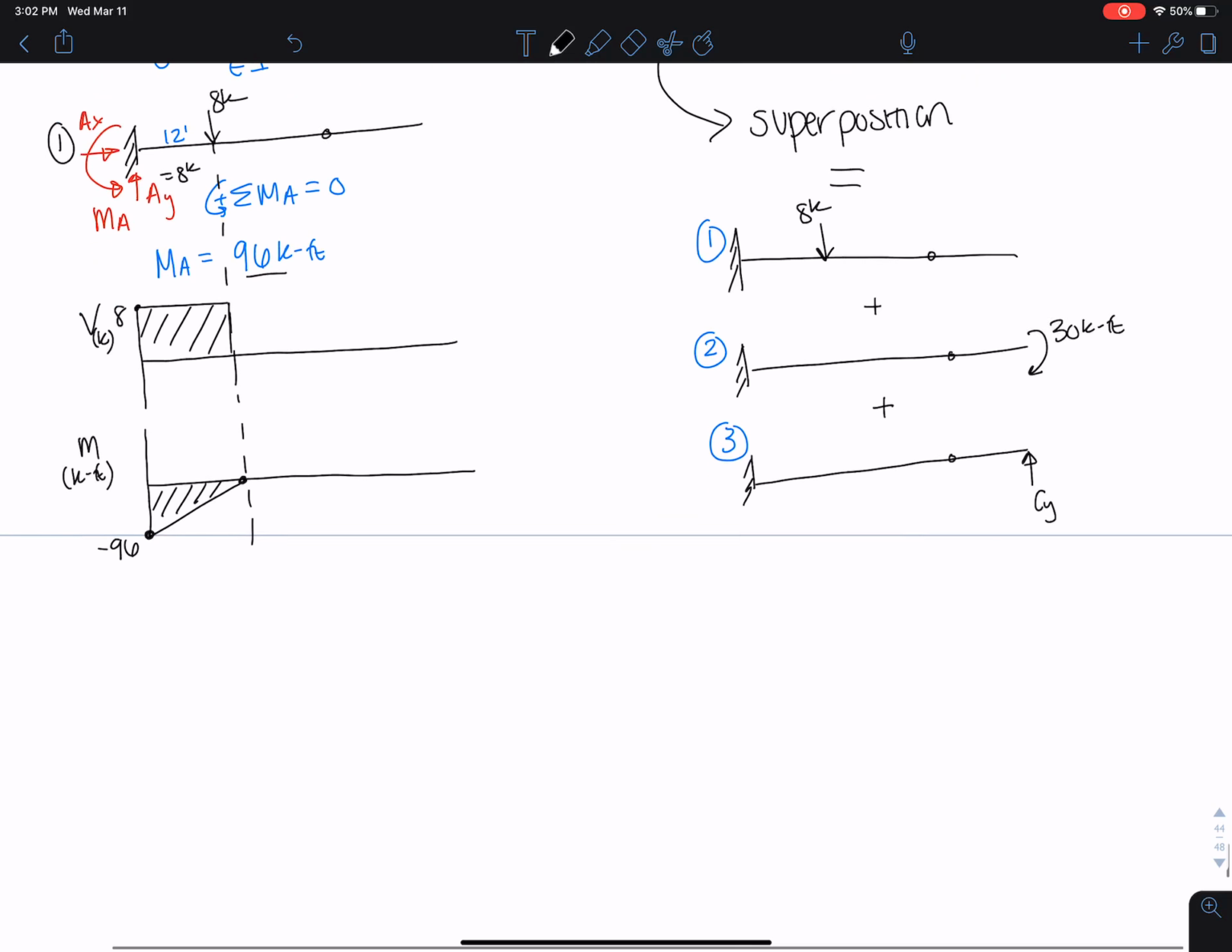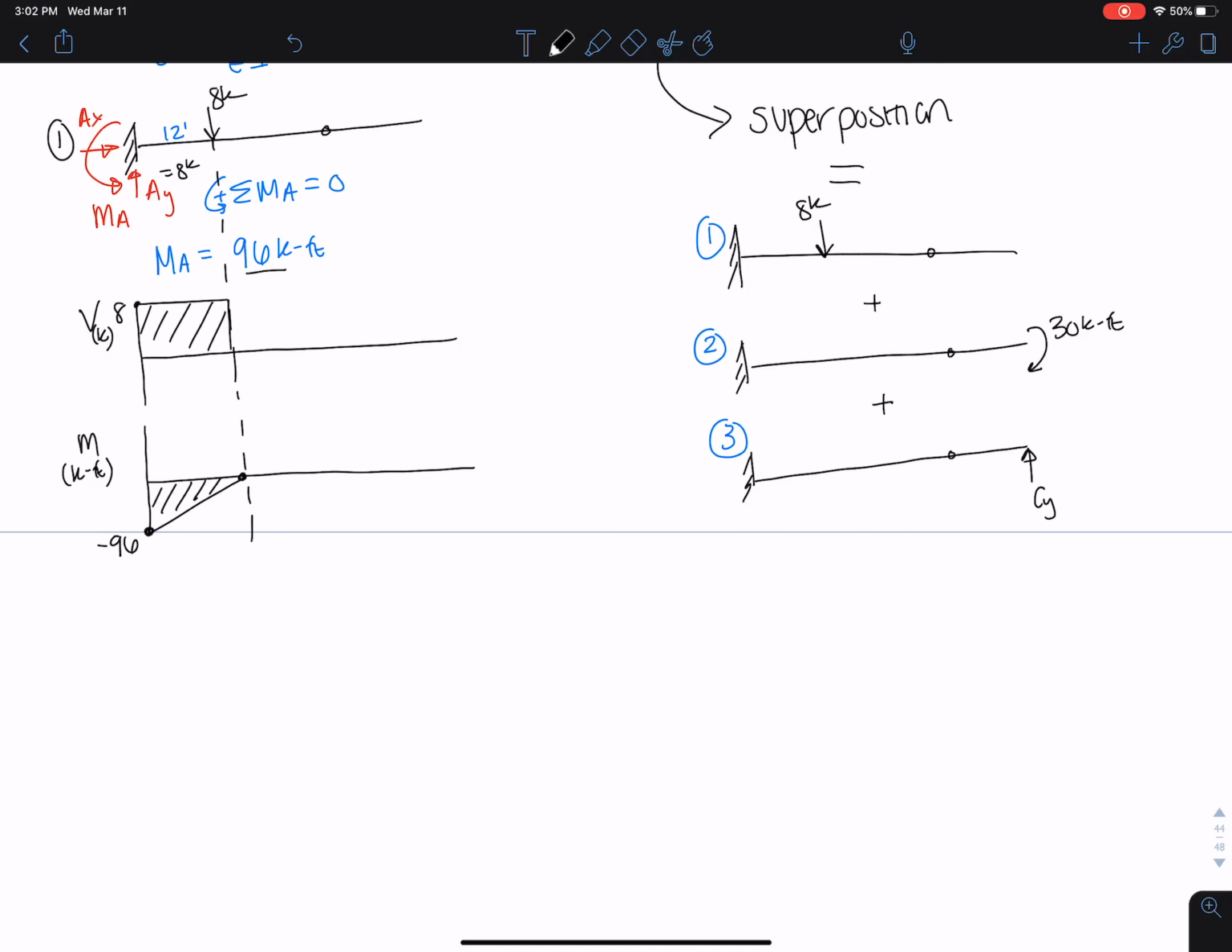Okay, I'm going to do the same thing now for number 2 in superposition, and I'm going to redraw this beam. Okay, here is a hinge. I'm only considering the 30 kip foot. Okay, and I'm going to also have these reactions again.